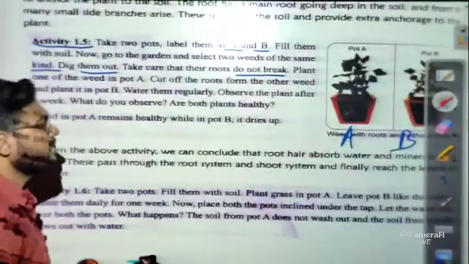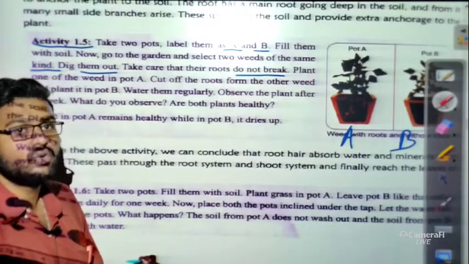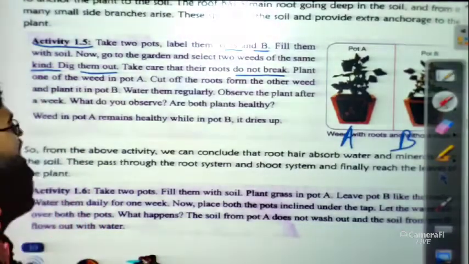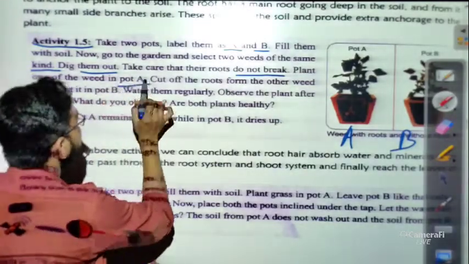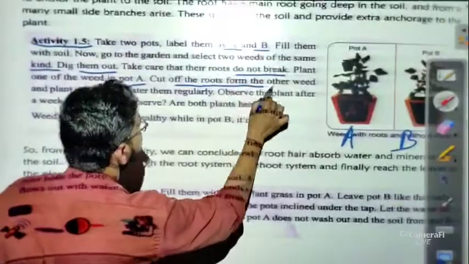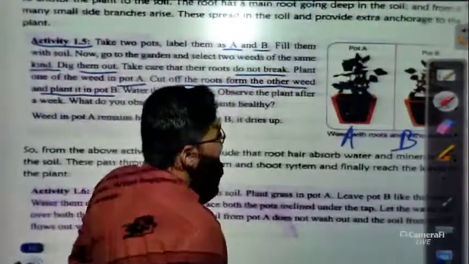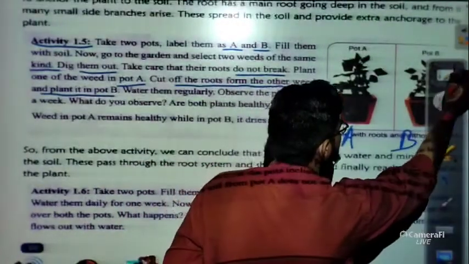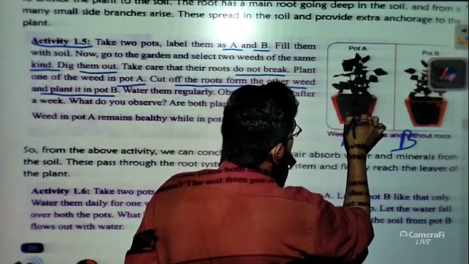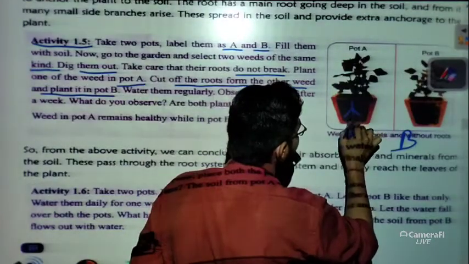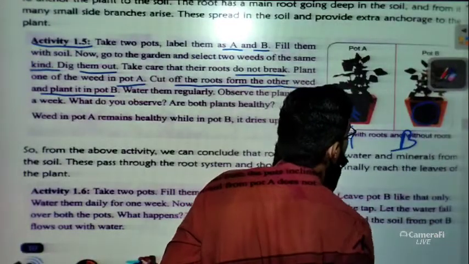This is very important. We have to take care that the roots should be intact and should not break. Now plant one of the weeds in pot A, cut off the roots from the other weed and plant it in pot B. You can see here that the roots are there in the first case, but here no roots are there. We have cut the roots here.